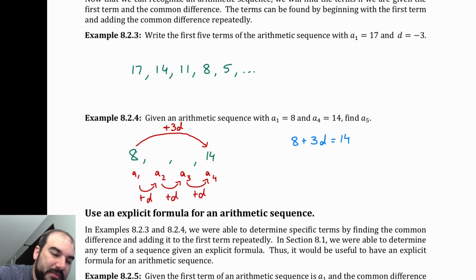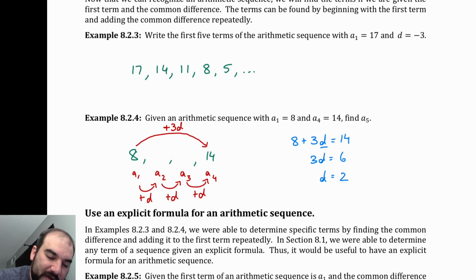So it's better to just come up with this formula by saying, okay, I'm adding 3 times because the index goes up by 3, so we must have added the common difference 3 times, and then we can solve for this D. We can subtract 8 from both sides, 3D equals 6, and so therefore D equals 2.